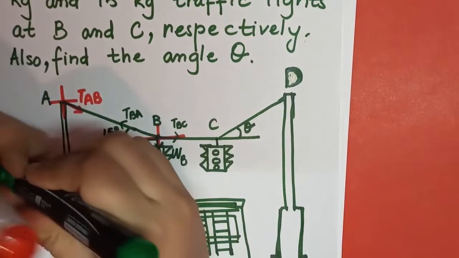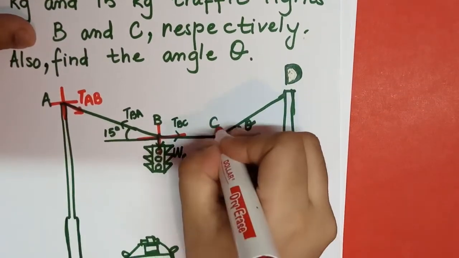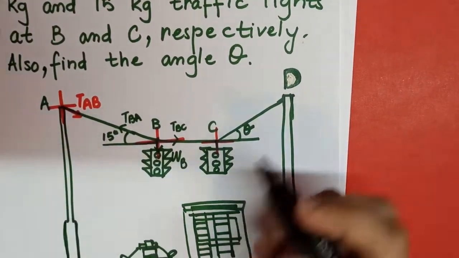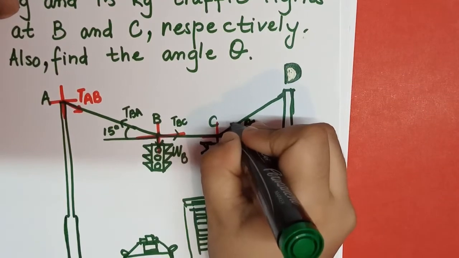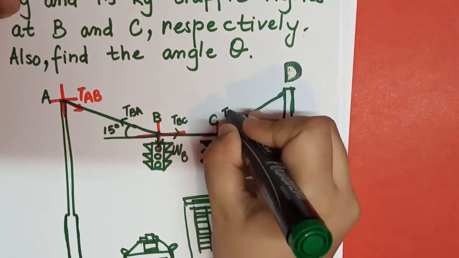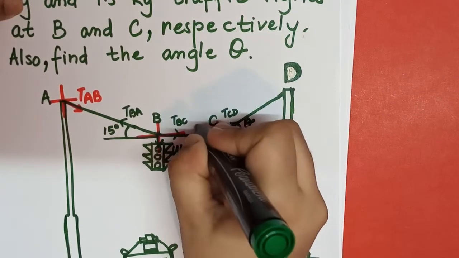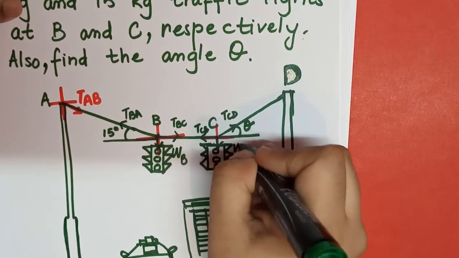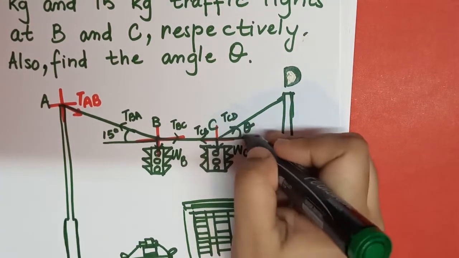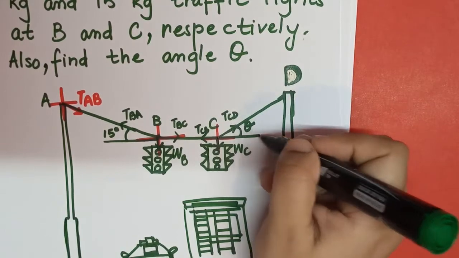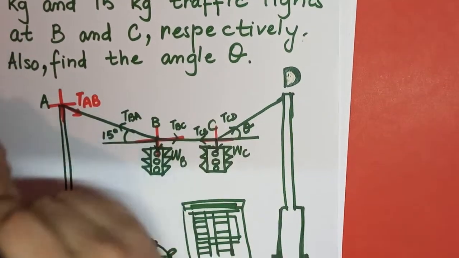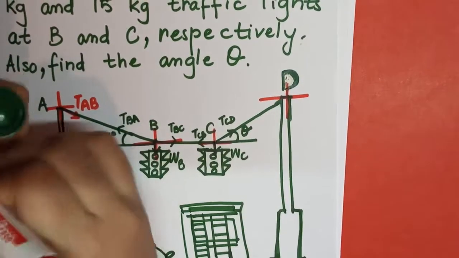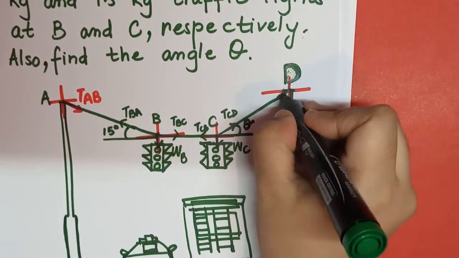Then we draw another free body diagram at point C. What are the forces acting at point C? There is one tension, TCD, and this is TCB, and there is a weight WC acting downward. TCD makes angle theta with respect to the positive x-axis. Another diagram we can draw is the free body diagram at point D. There is only one tension here, that is TDC.